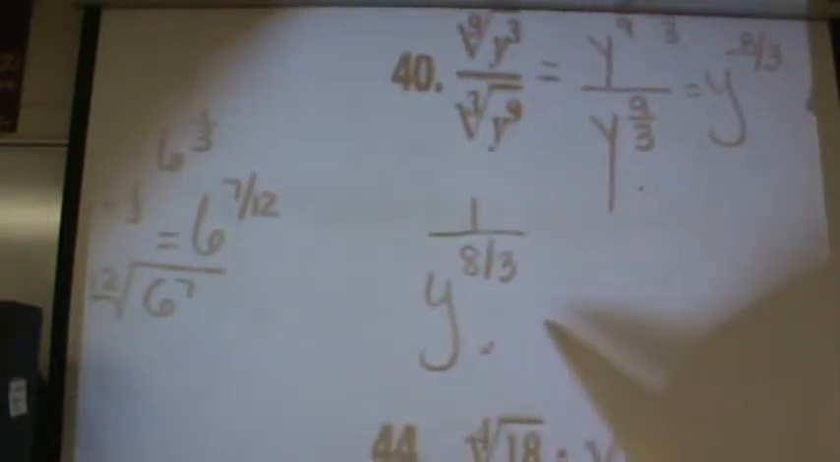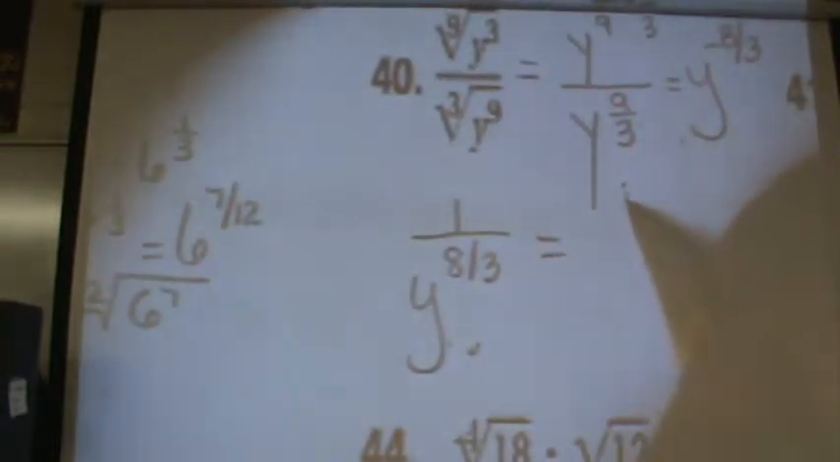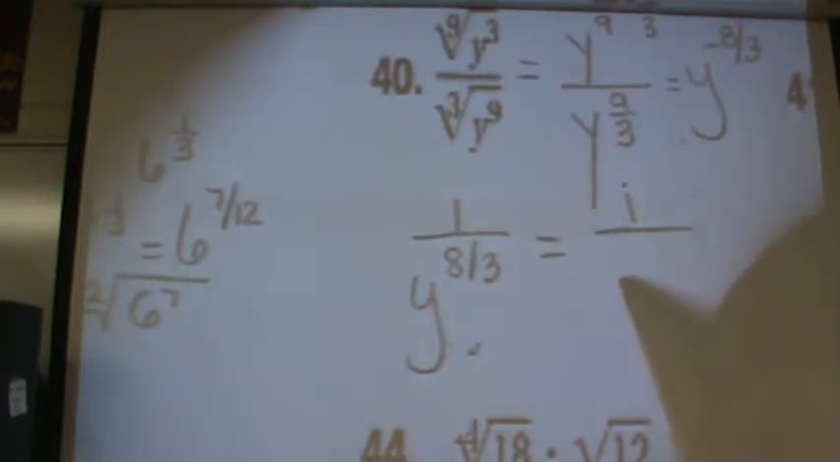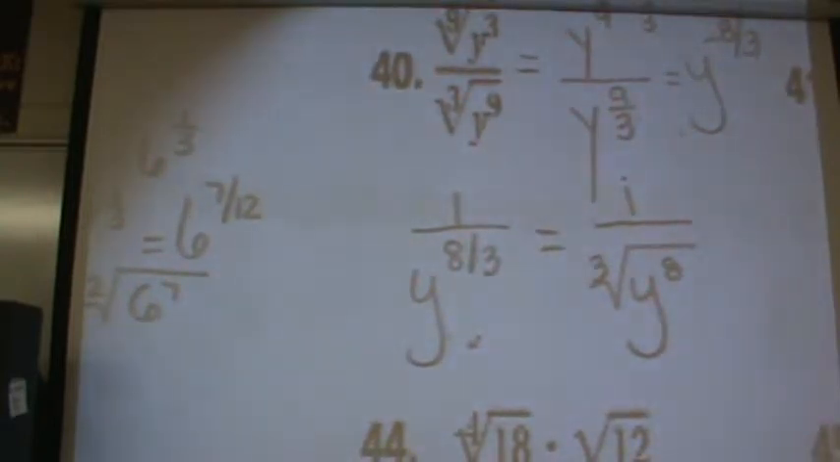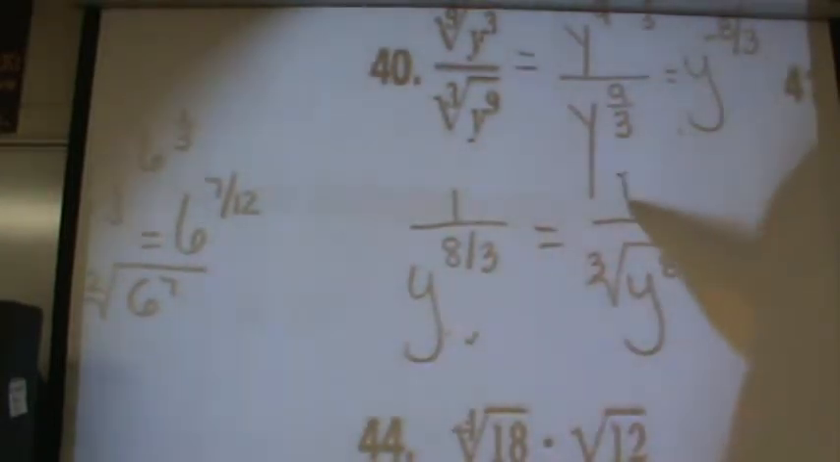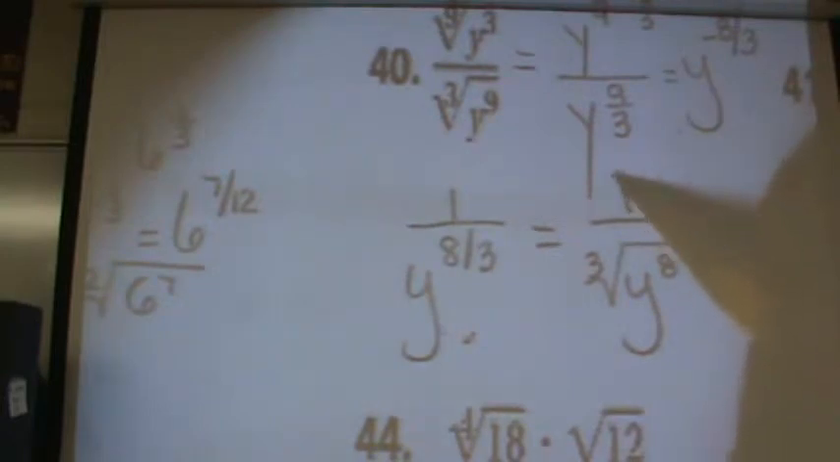Now can you rewrite this for me? Cube root of y to the 8th power. Why is it an I? Oh, it's a 1. It looks like an I, but it's a 1.